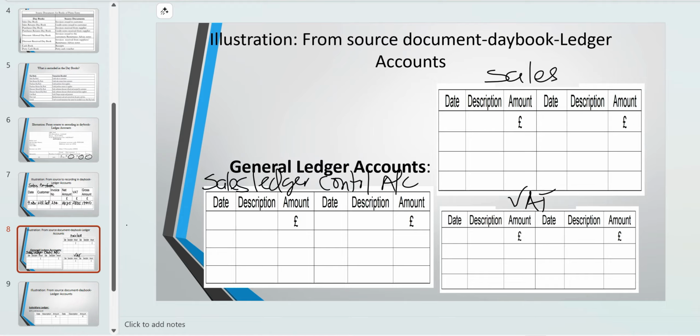It is always a debit balance. So I will write on the debit side the total, the gross amount. So on the debit column, I will write 9th of November, and the description will be SDB from the daybook, and then the amount will be the total 17,010.